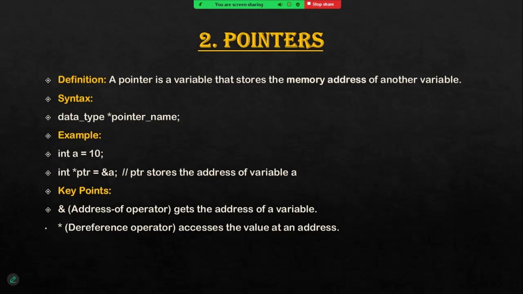Syntax: data type, then pointer name. For example, int a equal to 10, where int is a data type and a is a variable. After that, int *ptr equal to address-of operator a. So ptr stores the address of the variable a. This is the example or syntax. Key points: the address-of operator gets the address of the variable, and the dereference operator accesses the value at an address.